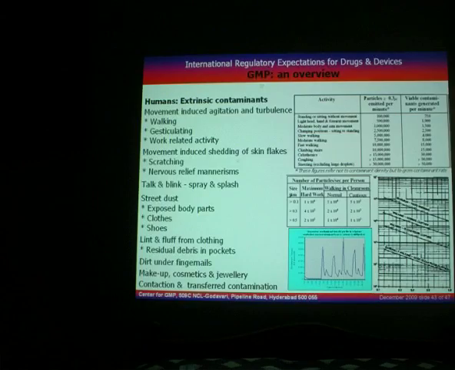Every time you move, any agitation on your part, brisk movements, like walking or moving your hands about or shaking your head, even your work-related activity, every movement increases the number of particles that you shed into the environment. Now, over and above that, if you start scratching, or there are some people who can't sit still, their legs will be moving, or they'll be drumming the work table. These nervous relief mechanisms also add to your problems.